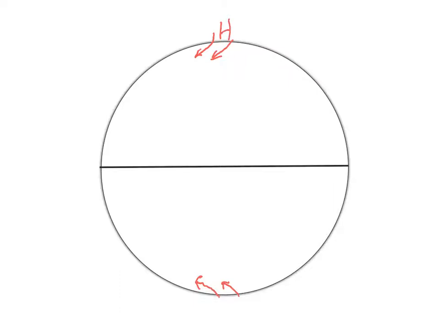That's something to keep in mind. The basic cross-section for high and low pressure is this. High pressure is where air sinks and moves out. So we have this kind of divergence or sinking air going out.